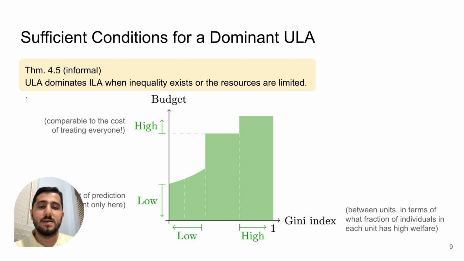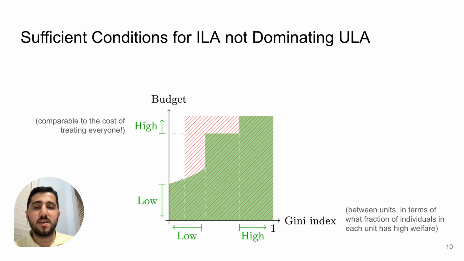This is where we have to take the cost of prediction into account. We also look into what are the conditions under which ILA is not dominating ULA. So in other words, ULA is not dominated. And of course, we obtain strictly weaker conditions for that.